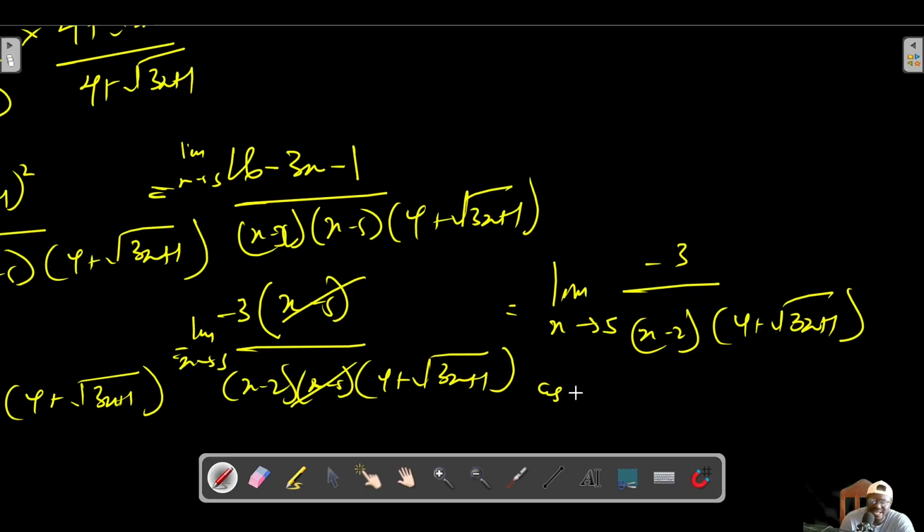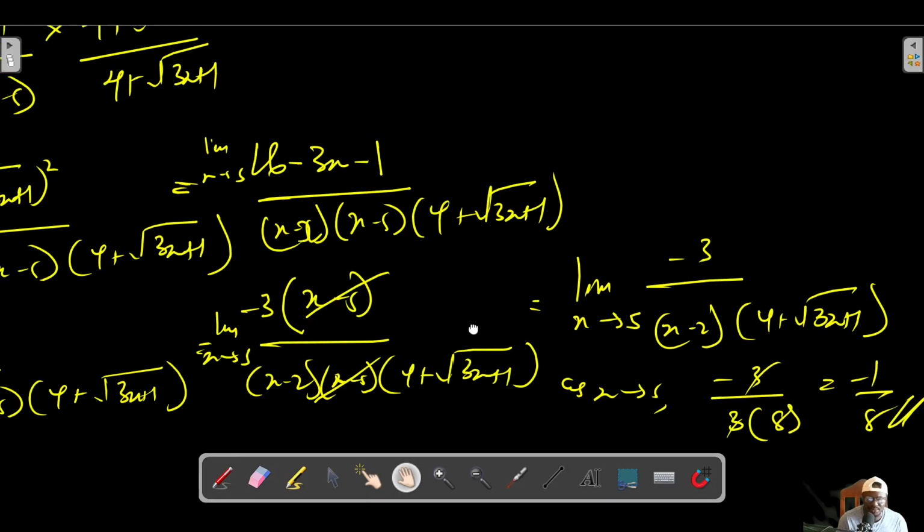So here, as x is approaching 5, what do we get? We end up with negative 3 divided by 3 multiplying, 3 times 5 is 15 plus 1, 16. Root of 16 is 4, 4 plus 4 is 8. So we end up with negative 1 over 8.